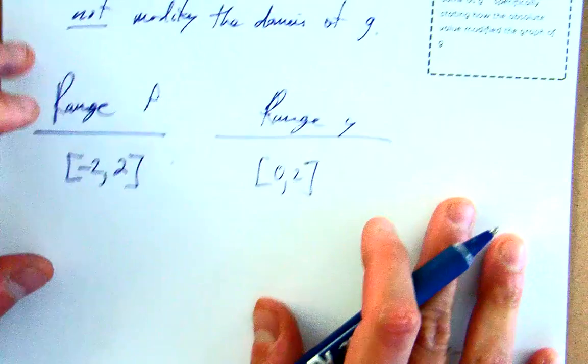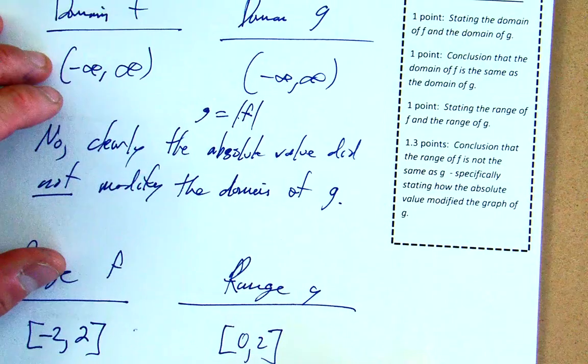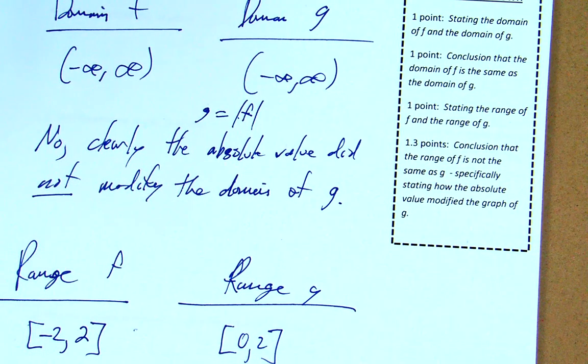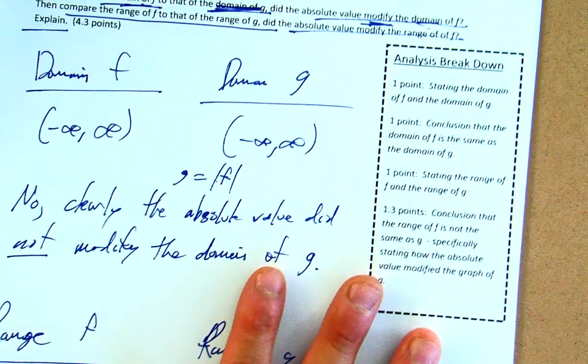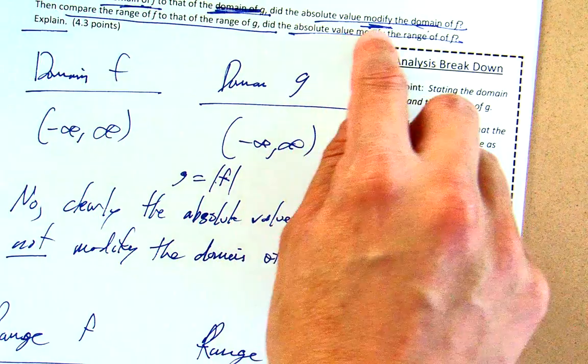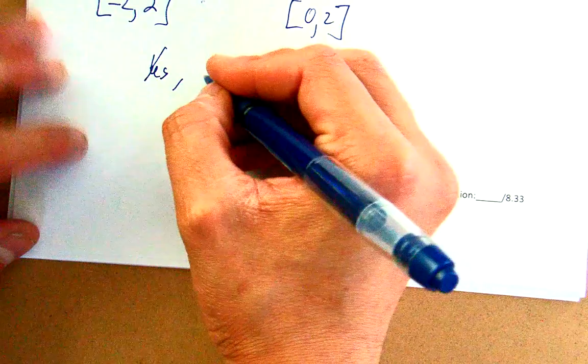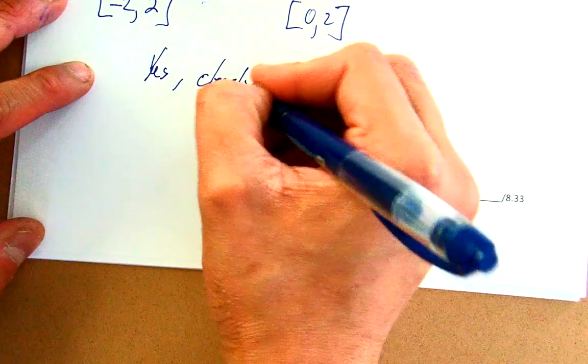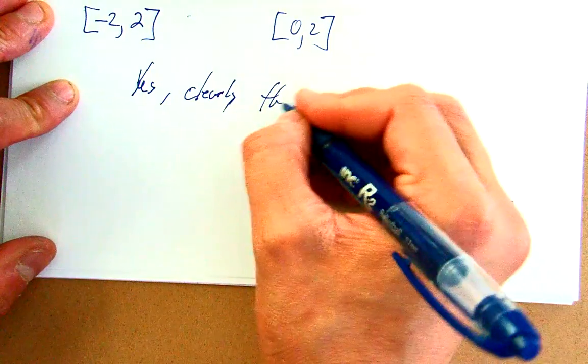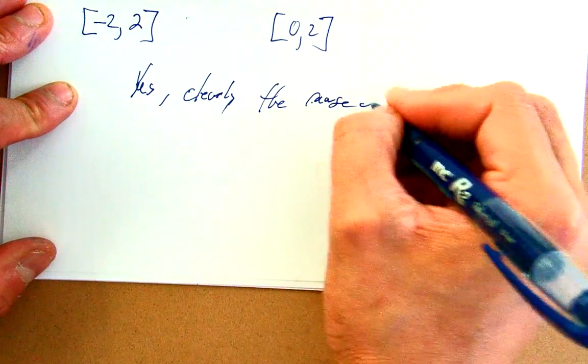Now, let's answer the second part of the question. You have to make sure to answer. Most of the time, every year, people get it right, or part of it right, but then they don't answer the question. Remember, it said find the range and then answer it. What did I want to know about the range? Did it change the range of F? Yes, clearly, because they're not the same. The range of what?